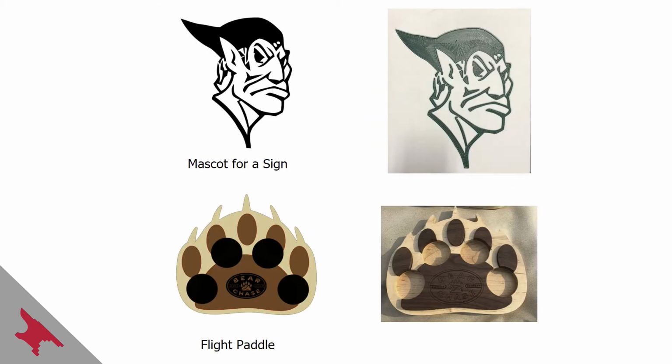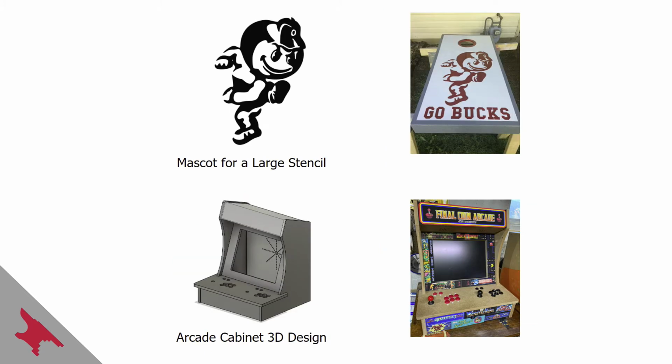Many corporate or team logos are originally vector images, so that they can be made as large as necessary without becoming blurry, such as a high school mascot for a sign. Designs can also be more complex, where it takes multiple steps to cut out multiple pieces, which are then glued together as a finished project. Vector images can also be used in very large print graphics on paper or vinyl that can be used as a stencil on cornhole boards, like on the top image.